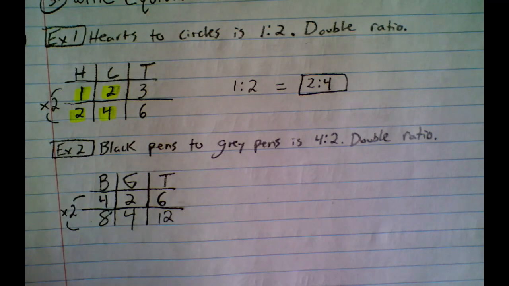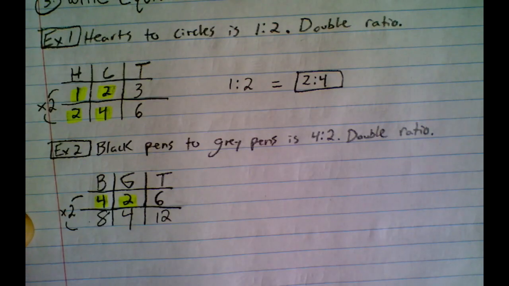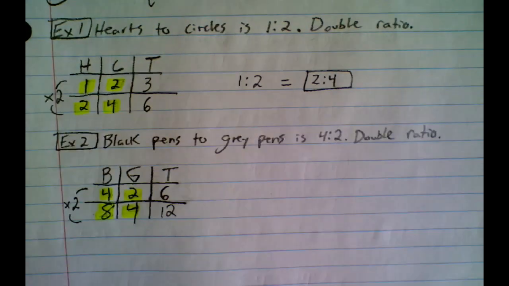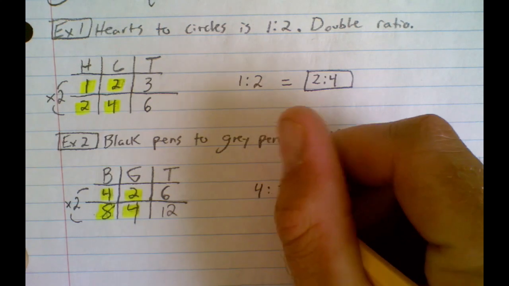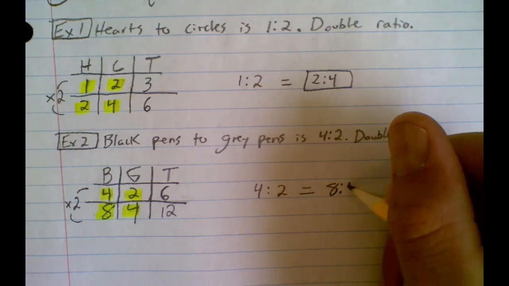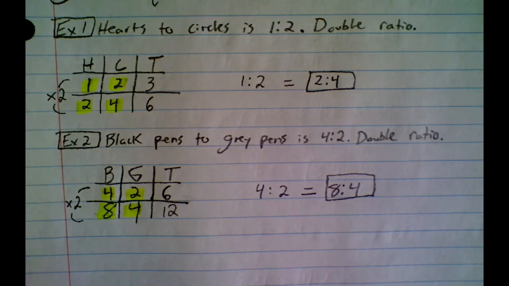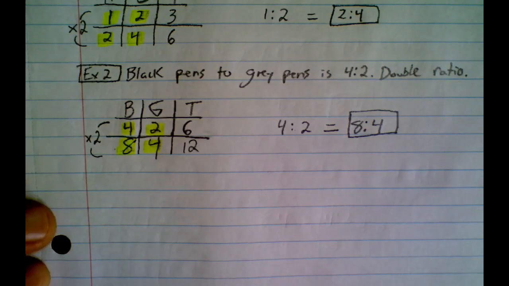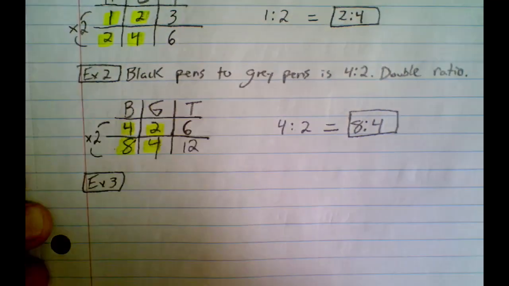Take a look. Your initial ratio is 4 to 2, and our equivalent ratio, once we doubled, is 8 to 4. So 4 to 2 equals 8 to 4, and 8 to 4 is your equivalent ratio. So you see the trend as you continue. Let's try another one together, EX3.